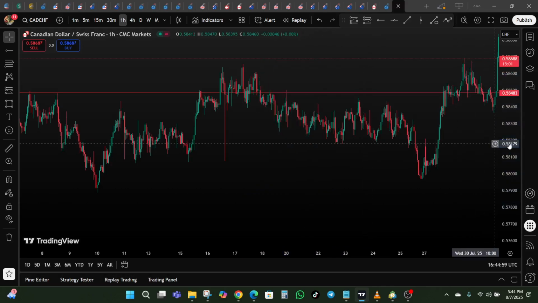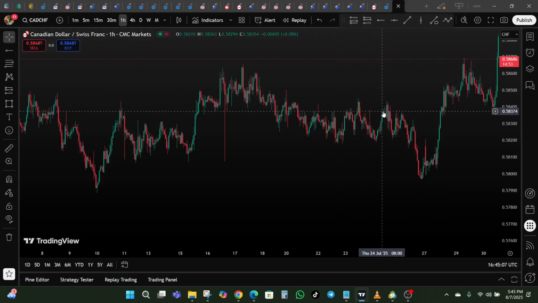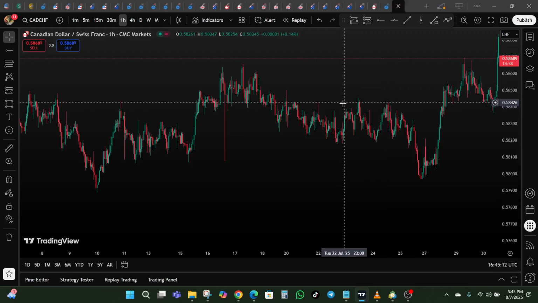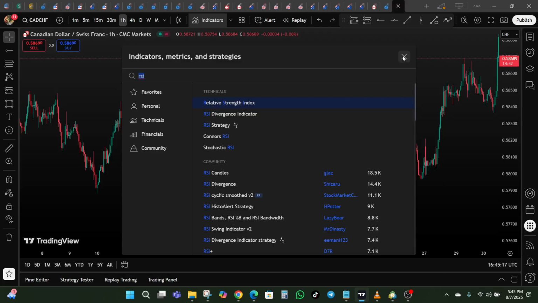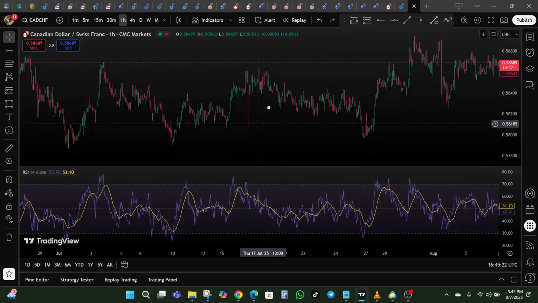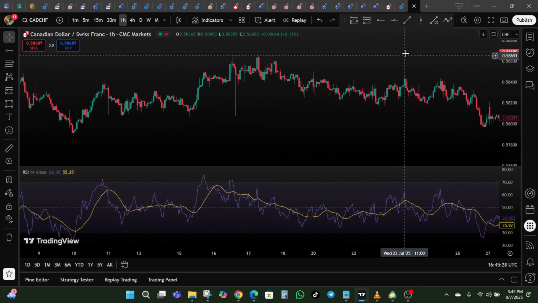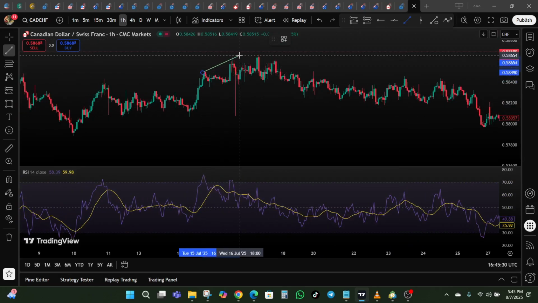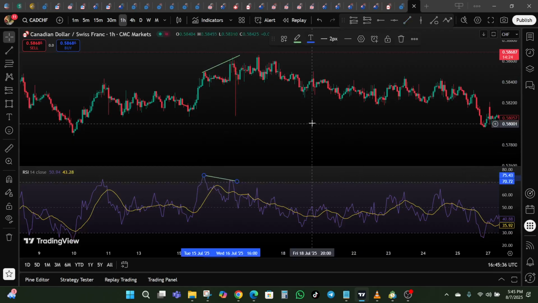Now, the last but not the least strategy that we are going to be looking at in this video is the RSI divergence with structure. RSI divergence combined with market structure. So we're going to be adding the relative strength index to the chart. Basically, you're going to be looking for higher highs in price but lower highs in RSI for bearish setups. For example, you can see what happened here. We had a higher high here and a lower high on the RSI. This is a bearish divergence.